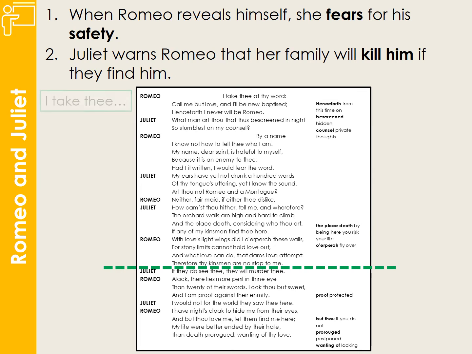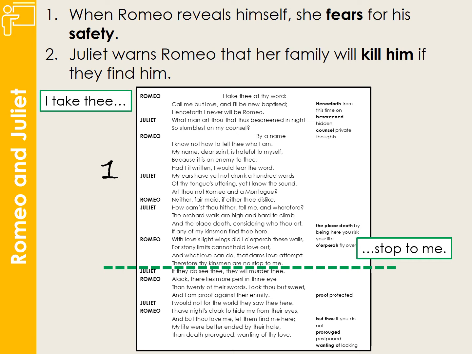So what I'm going to do now is draw a line. From "I take thee at thy word" to the middle green box there, stop to me, that's where that first section is. So can you please draw a line, okay, where you see that green dotted line now.